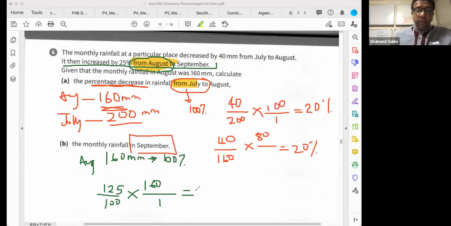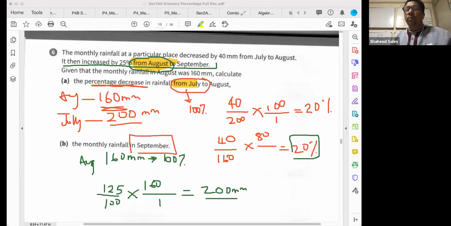Oh yeah, correct. 200. It goes back to 200. Yes, 200 mm. But notice, this now is a decrease of 20%. It becomes 160. From 160 to increase, not increase of 20%, no, have to increase 25%. There's a difference. Okay, we move on.